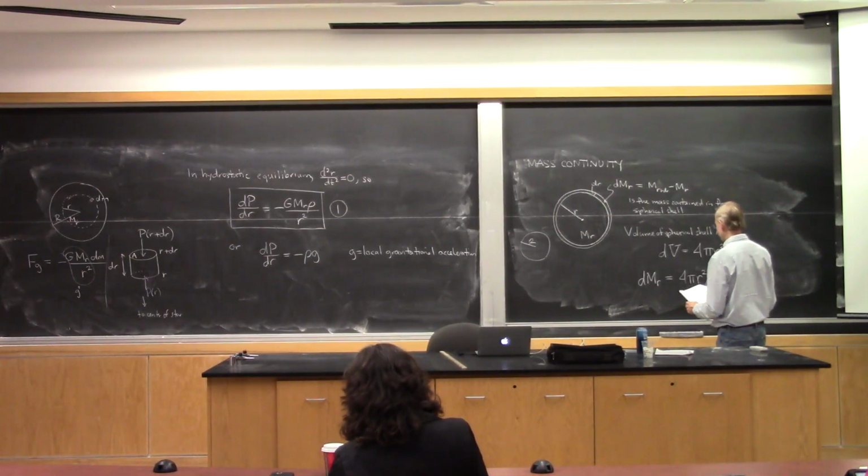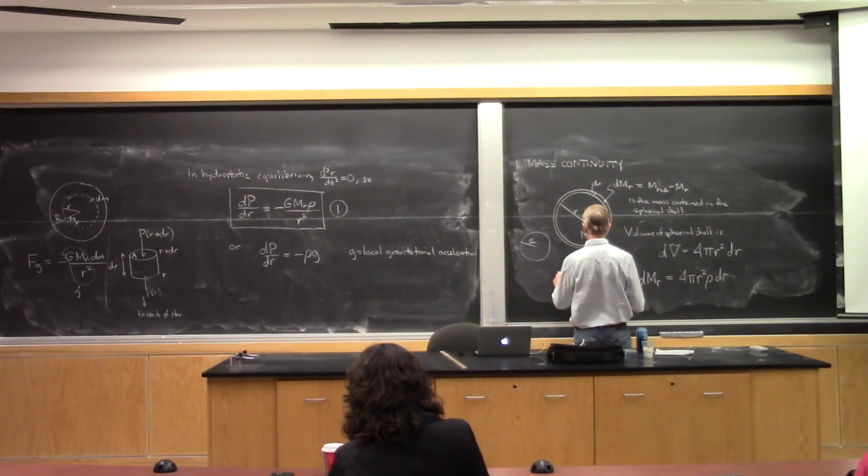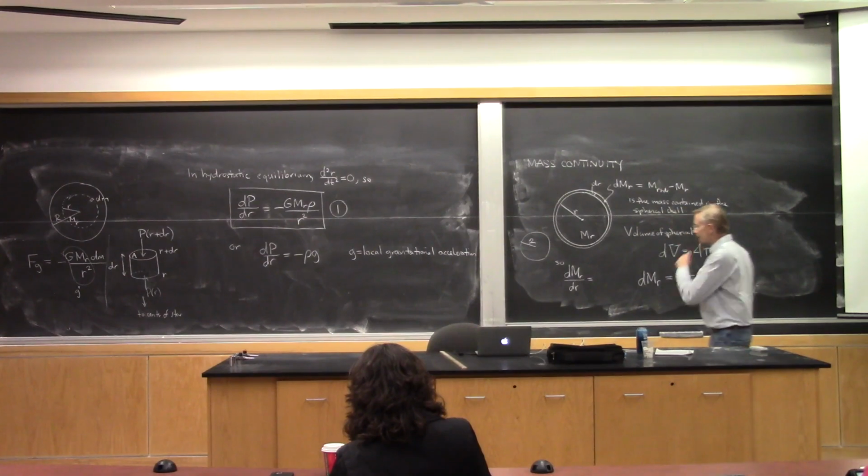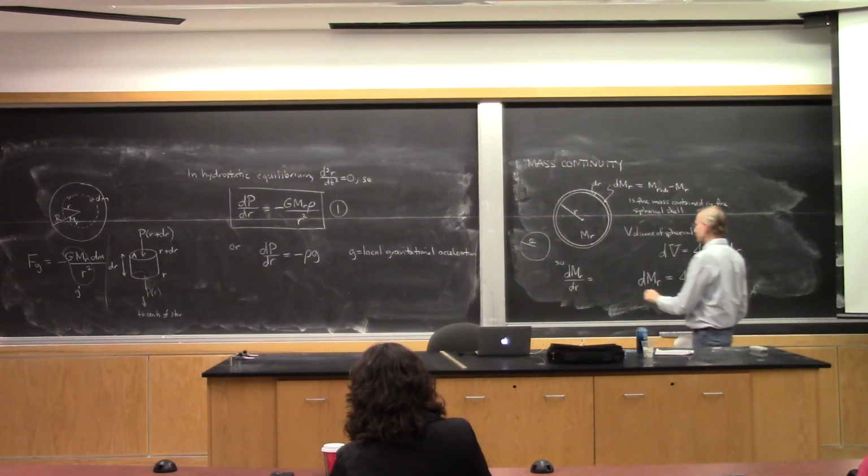And so therefore, we get a differential equation, which is the one we're looking for: the derivative of the mass interior to radius r, with respect to r, dm sub r dr, is 4 pi r squared rho.